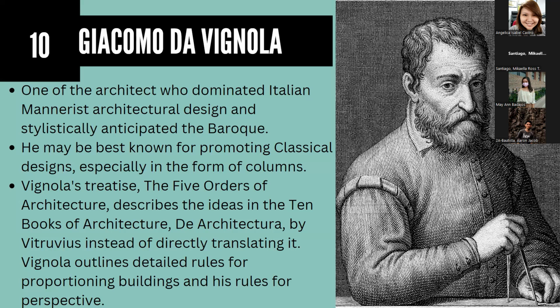So, si Giacomo Barozzi da Vignola, one of the great architects who dominated Italian Mannerist architectural designs and stylistically anticipated the Baroque. He may be best known for promoting classical designs, especially in the form of columns. Vignola's treatise, The Five Orders of Architecture, describes the ideas in the 10 books of architecture, De Architectura, by Vitruvius instead of directly translating it. Vignola outlines detailed rules for proportioning buildings and his rule for perspective.